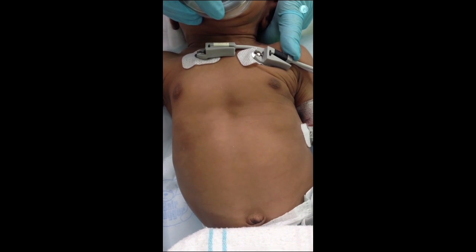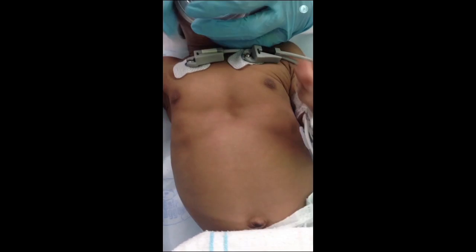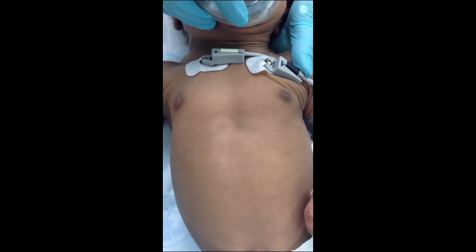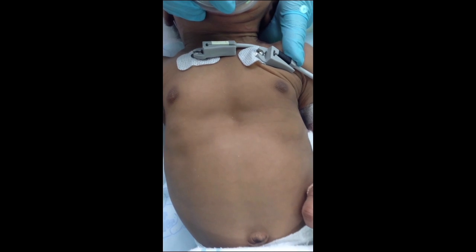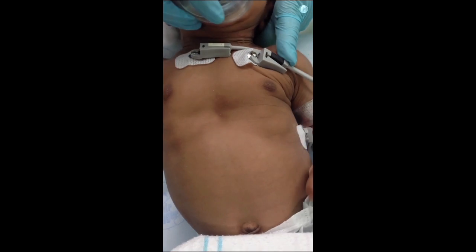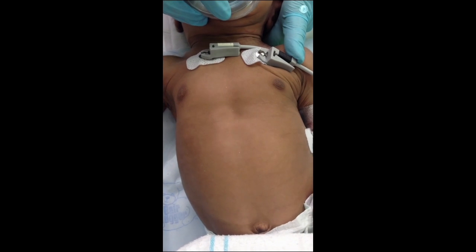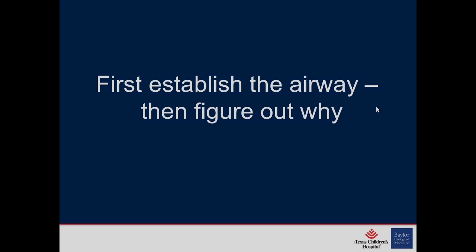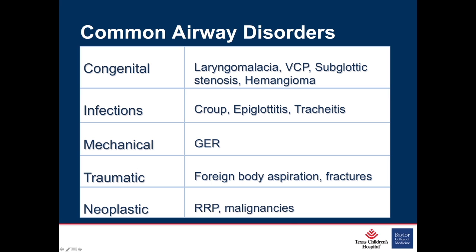So as you can see, he's having a lot of trouble breathing. He's having substernal retractions. You can see his chest wall caving in. You can see suprasternal retractions, and he's getting extra oxygen. So what do you think the first thing you would do? It's sort of a trick question because the first thing you have to do is remember your ABCs and establish an airway, and then figure out why this child is acting like this.